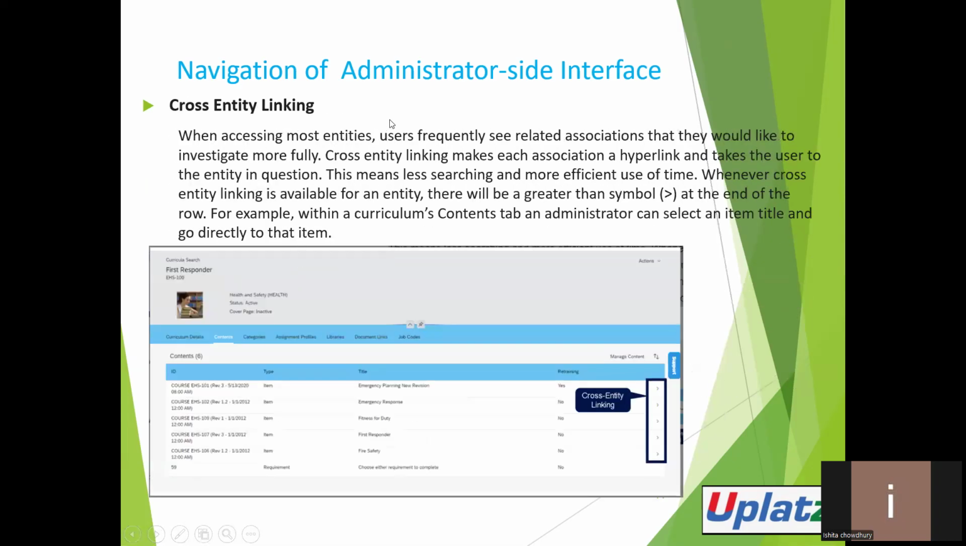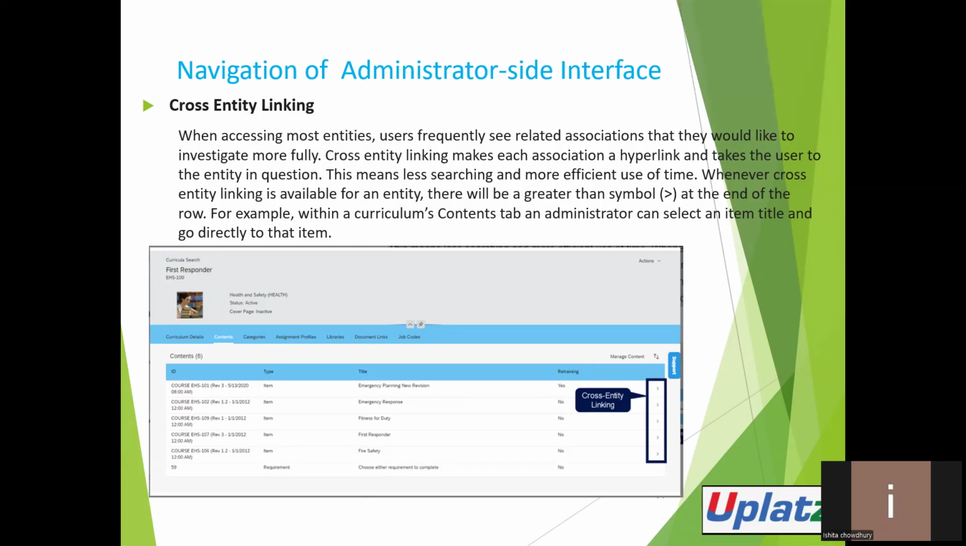Now let's move to the next one, which is cross-entity linking. When accessing most entities, users frequently see related associations that they would like to investigate more fully. Cross-entity linking makes each association a hyperlink and takes the user to the entity in question. This means less searching and more efficient use of time. How do we use the time efficiently? First is recents, right? Using the recents option. Next is cross-entity linking, which saves the time.